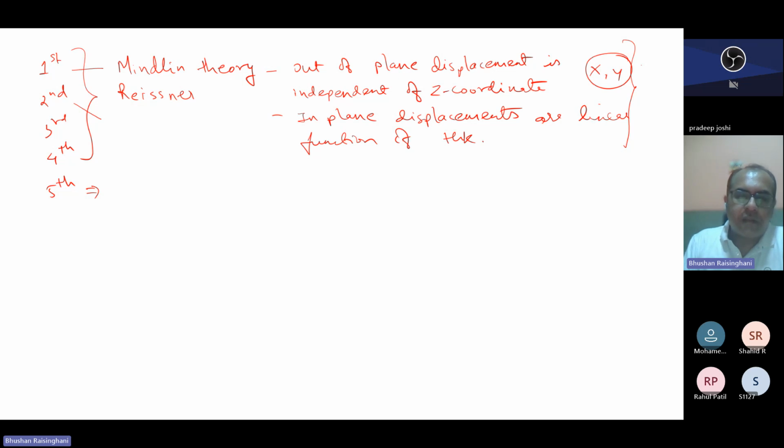Now, higher order shear deformation theory. After first order, all are higher order. This theory relaxes the assumption that straight fibers remain straight during deformation. So before and after bending, there is a change. The fibers do not remain the same after bending. This is a common assumption for all higher order shear deformation theories.